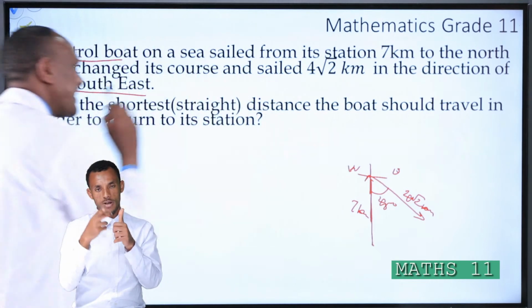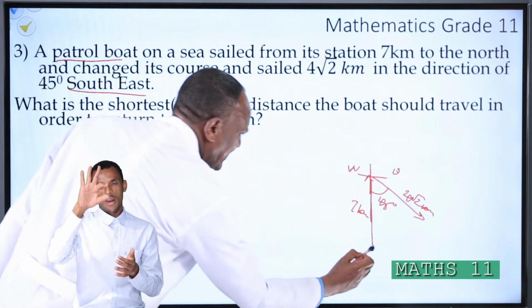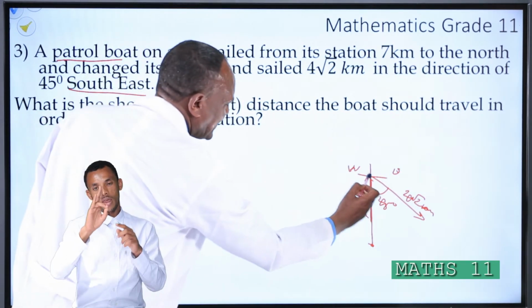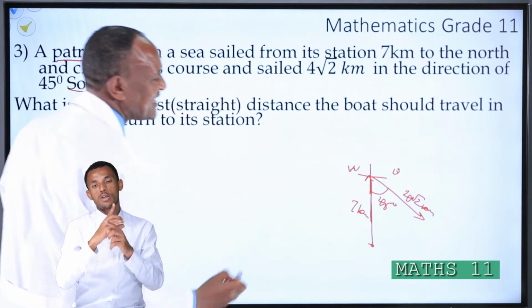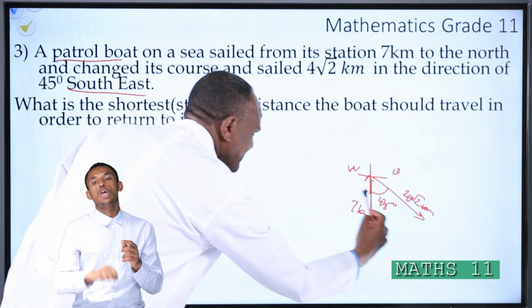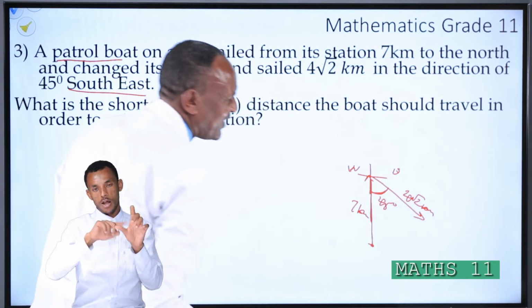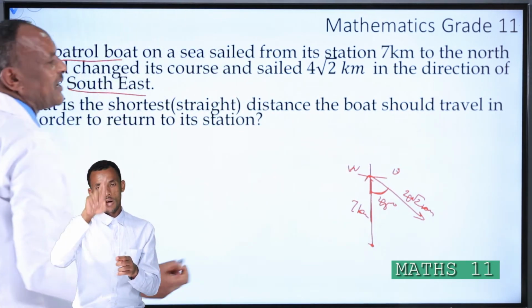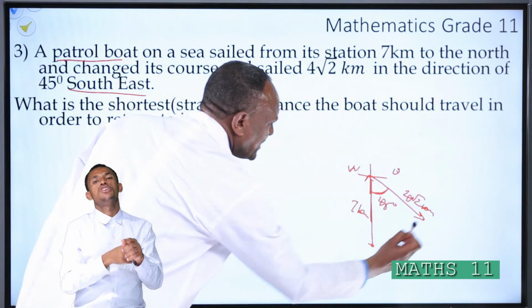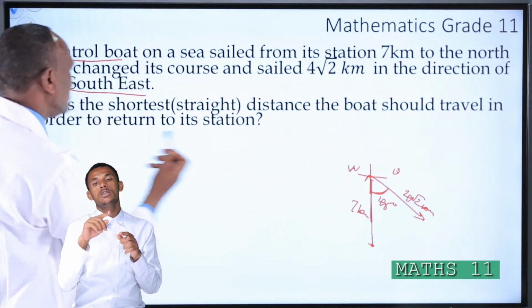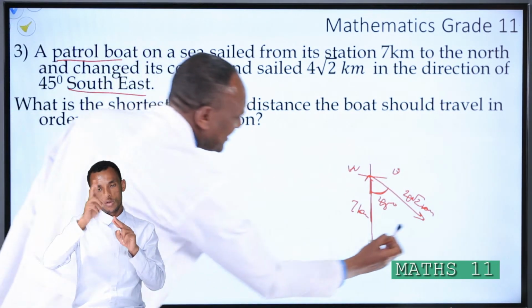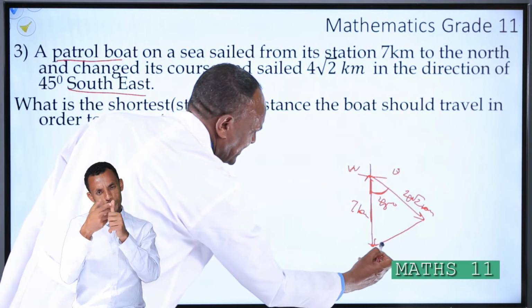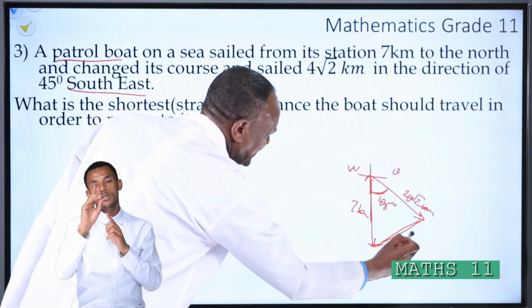So first read it again and again and get an idea. You have a starting point. It goes to the north direction 7 kilometers. Then from that station it goes in the direction of 45 degrees southeast. So this was the south direction to the east. You have to measure an angle equal to 45 degrees with that direction, and measure a distance of 2 kilometers. Then what you are asked: what is the distance the boat should travel in order to return to its station? This was the final destination. If it wants to come to the original point, you have this direction. So what is this distance?